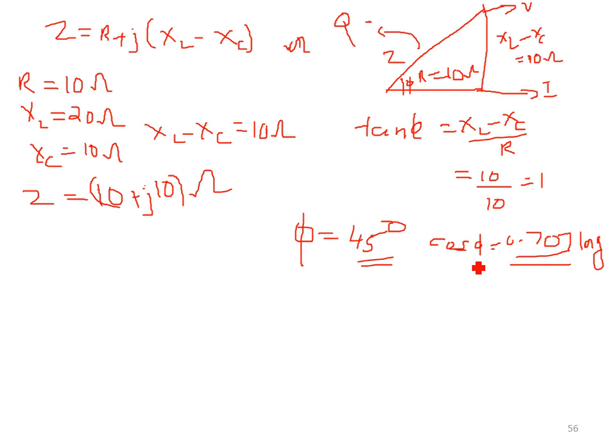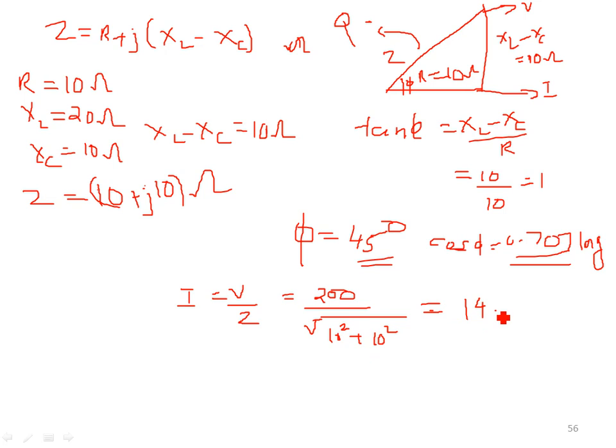Now, coming to current. What is current I? I is equal to supply voltage divided by impedance. Supply voltage is 200, so it is 200 divided by Z. From the impedance triangle, you will get Z as root of 10 square plus 10 square. So, 200 divided by root of 10 square plus 10 square is 14.14 ampere.